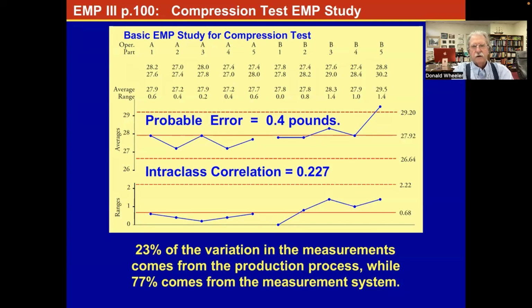So here, the intraclass correlation is 23%. 23% of the variation in the measurements comes from the production process, while 77% comes from the measurement system. Got a $50,000 test device here, and you're using it to generate random numbers. Then you're using the random numbers to decide how to adjust the process, which shipments to accept and reject, and who gets the meetings this week. You do a study like this, I almost guarantee you'll get to do it over again.